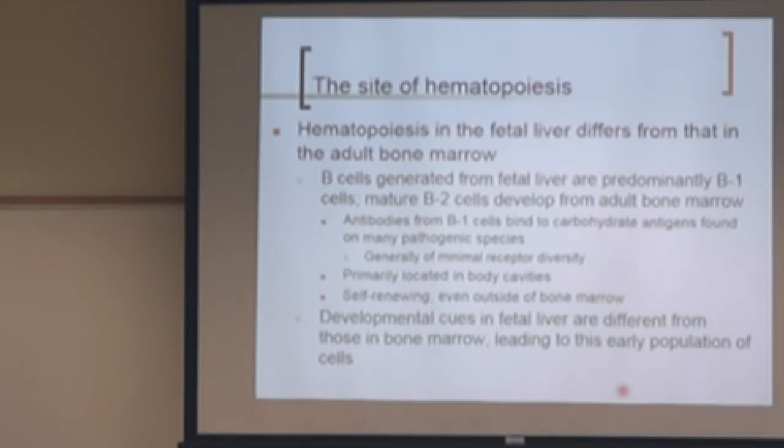I don't have money. So what you need to know again is that in early development, before you have bone marrow, the B cells that are produced are these B1 cells. And what are the B1 cells? Like the gamma deltas, they don't have a broad repertoire. They're going to respond to carbohydrate antigens found in pathogens. So these are the type of things that you might have a question on.